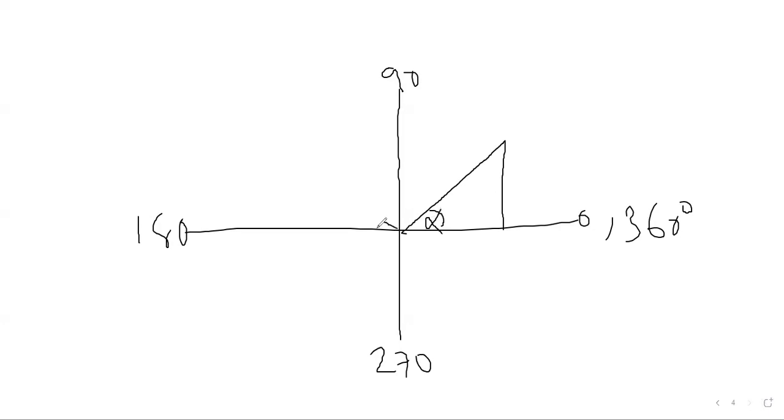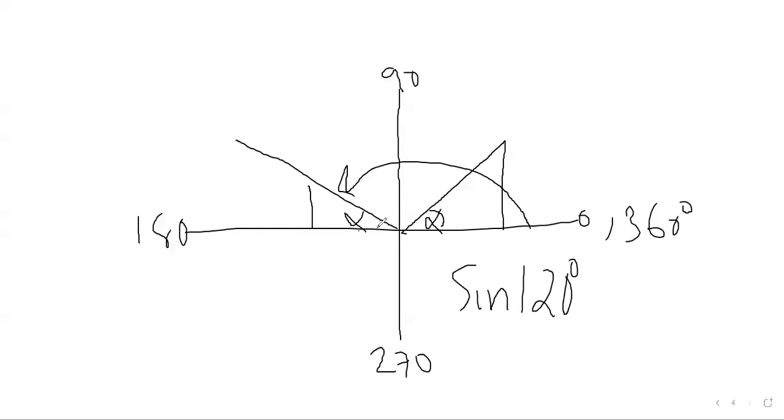Secondly, in the second quadrant, the acute angle is always measured from the x-axis up to the line. So if, for example, you have 140 degrees, it is going to be equal to this acute angle here. So if you have sine 120 degrees, instead of using 120, just use the reference angle here. From here to there is 180, meaning that this acute angle is going to be 60 degrees. So this is going to be sine 60 degrees.